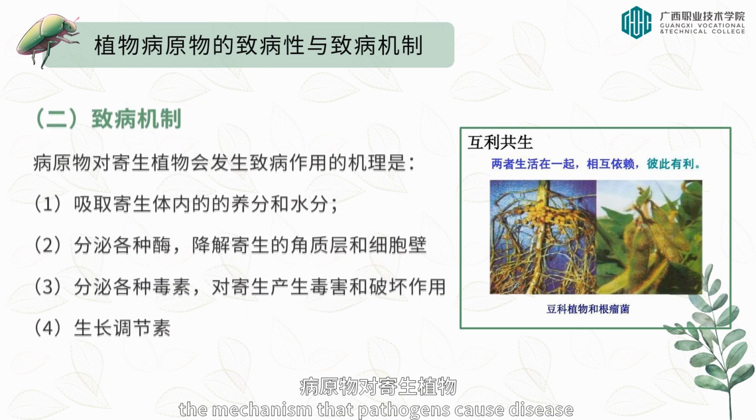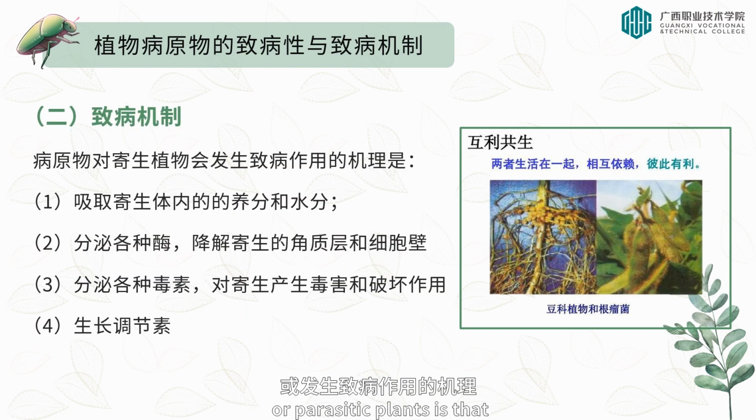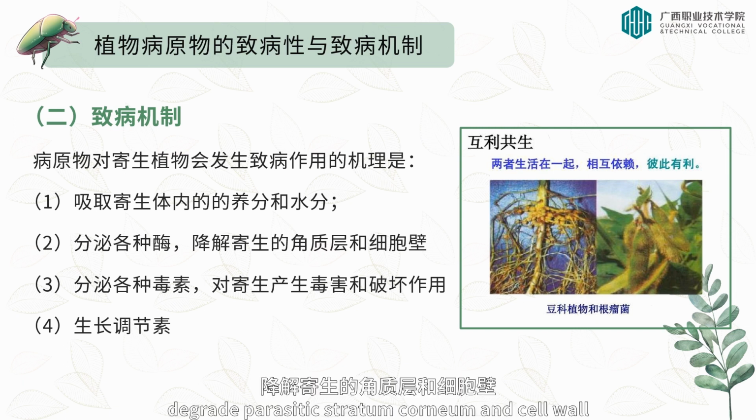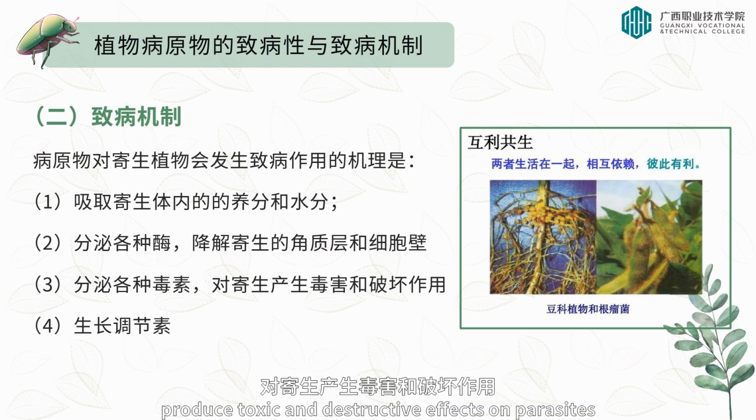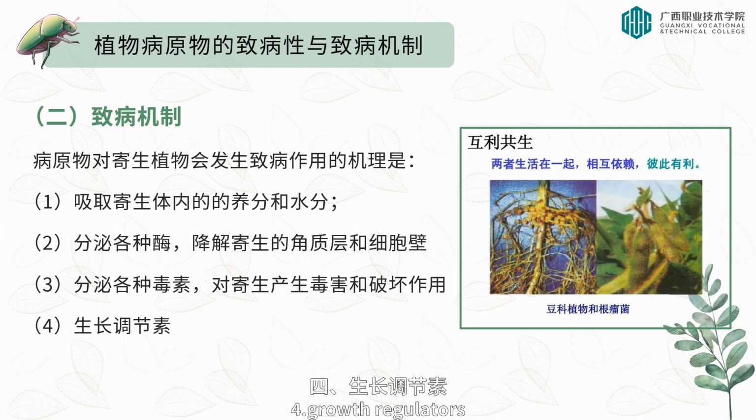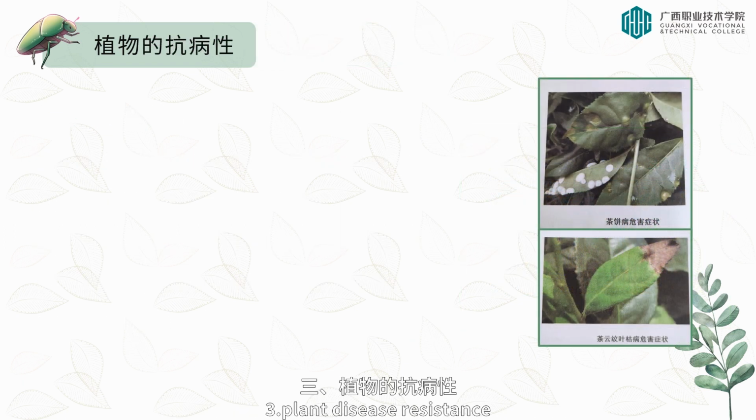For example, rhizobia of leguminous plants and mycorrhizal fungi of many plants are parasites, but they are not pathogens. The mechanisms by which pathogens cause disease in the host plants are: 1. Absorb nutrients and water from the host. 2. Secrete enzymes that degrade the host's structures, such as the cell wall. 3. Secrete toxins, producing toxic and destructive effects on the host. 4. Growth regulators.